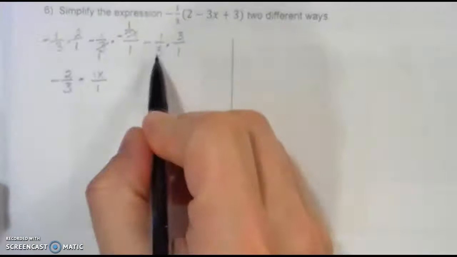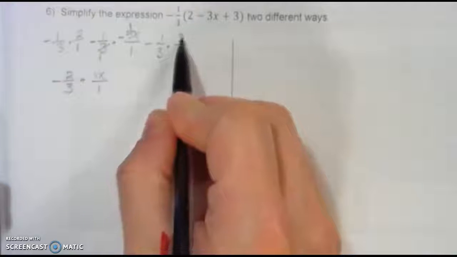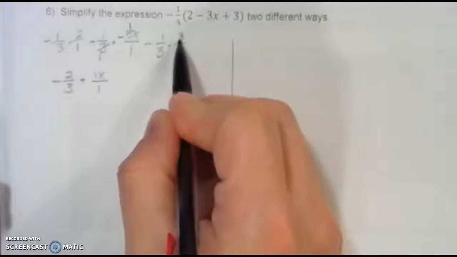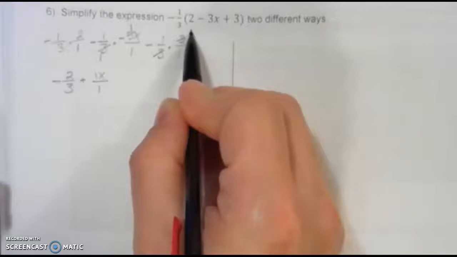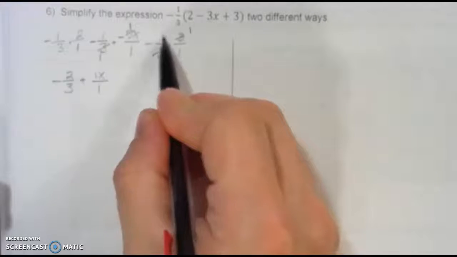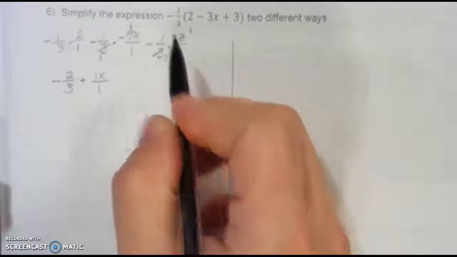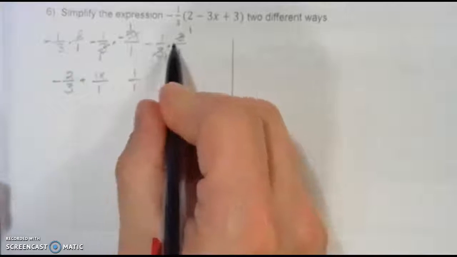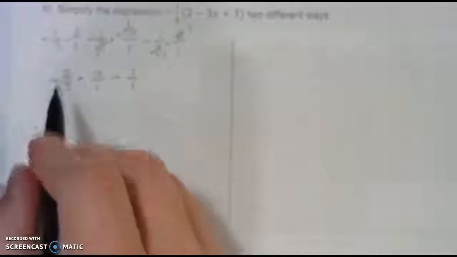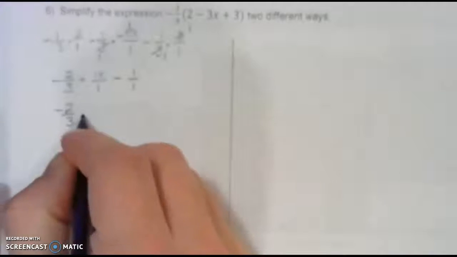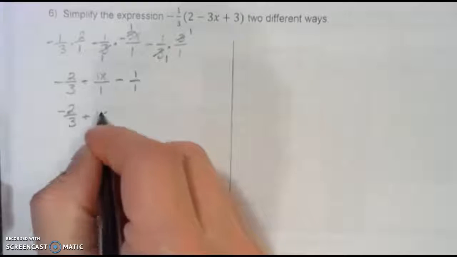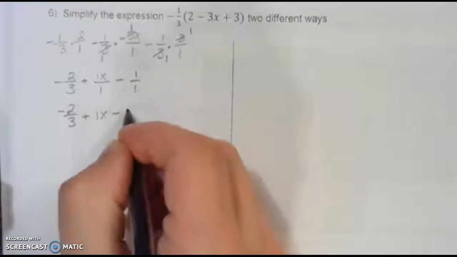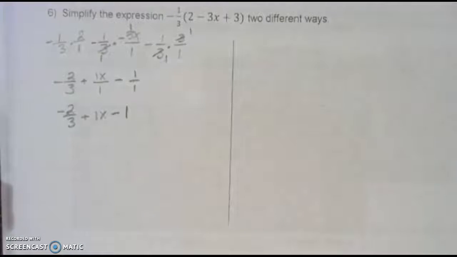Okay, and now I'm looking at my last term here. I have negative 1/3 times 3 over 1. And again, these 3s that I have in the numerator and denominator can simplify into 1s. And so this is going to be 1 times 1, 1 times 1. All right, so each one of these is going to be a 1, 1 over 1. And a negative times a positive is a negative. Okay. So now I'm just going to simplify here what I can simplify. This is going to stay as negative 2/3 plus 1x over 1 is just 1x minus 1 over 1 is just 1. Okay, and I'll rearrange my terms.